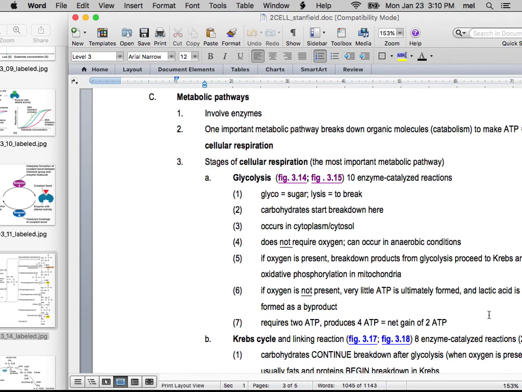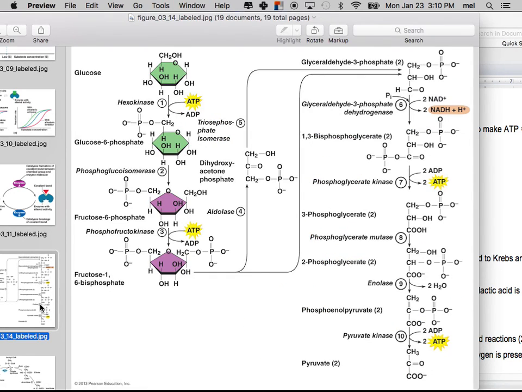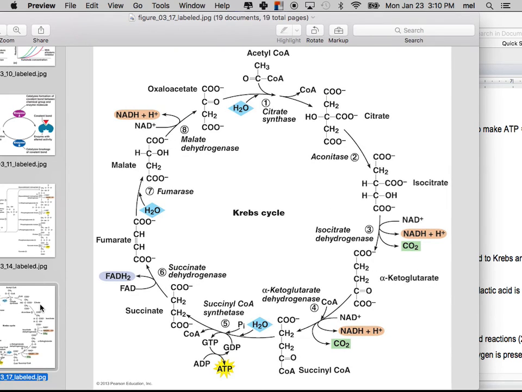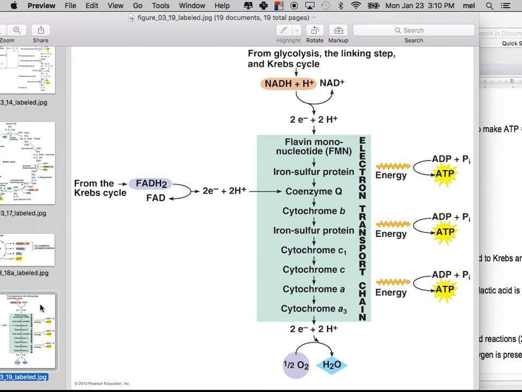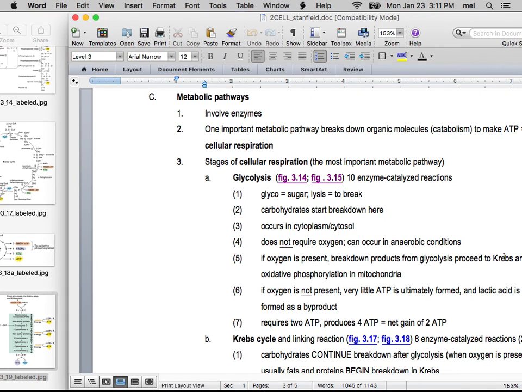Okay, so the metabolic pathway that we are going to focus on is cellular respiration. Cellular respiration is a series of enzyme-catalyzed reactions. It starts here. This is the first step of cellular respiration, which is actually 10 steps. This is the second step, which is the Krebs cycle. And then the electron transport chain or oxidative phosphorylation is the third step. But that's not how we're going to approach it. What we're going to do is try to understand how it's relevant.